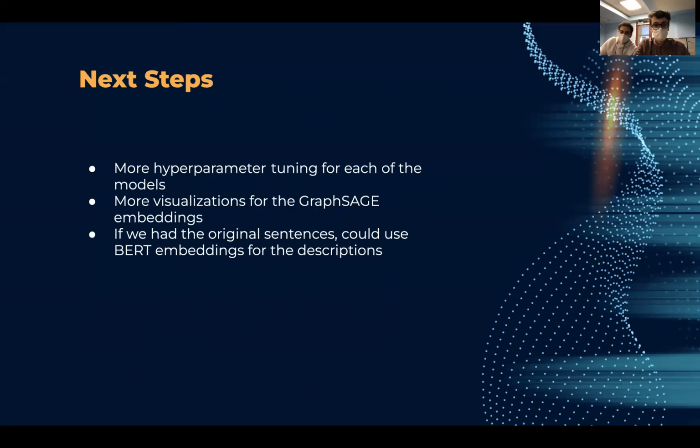For our next steps, we definitely want to do more hyperparameter tuning for each of the models. We'd want to do more visualizations for the GraphSAGE embeddings because we haven't done that. And we'd also like to potentially use BERT embeddings if we have the original sentences.